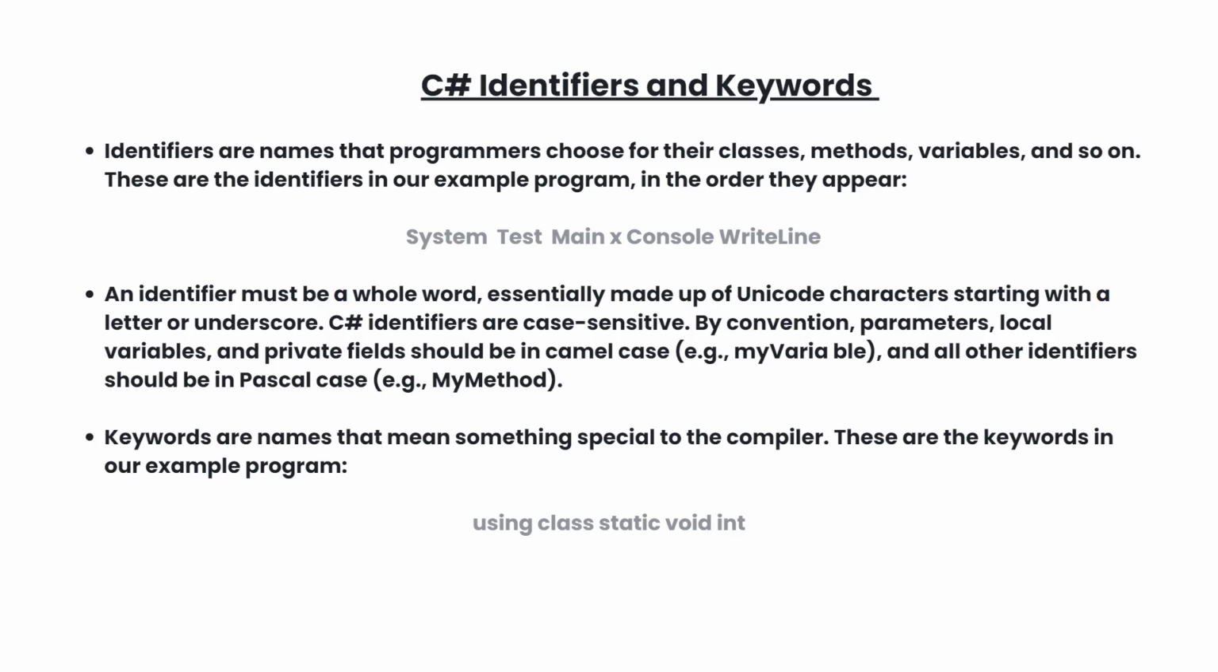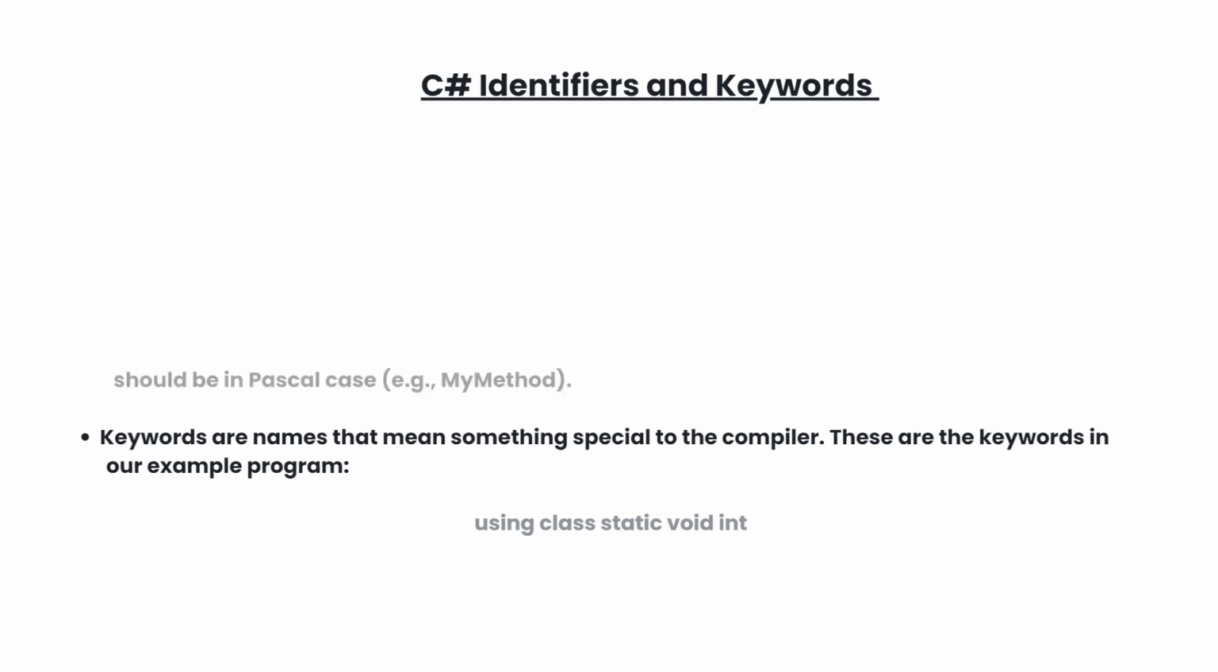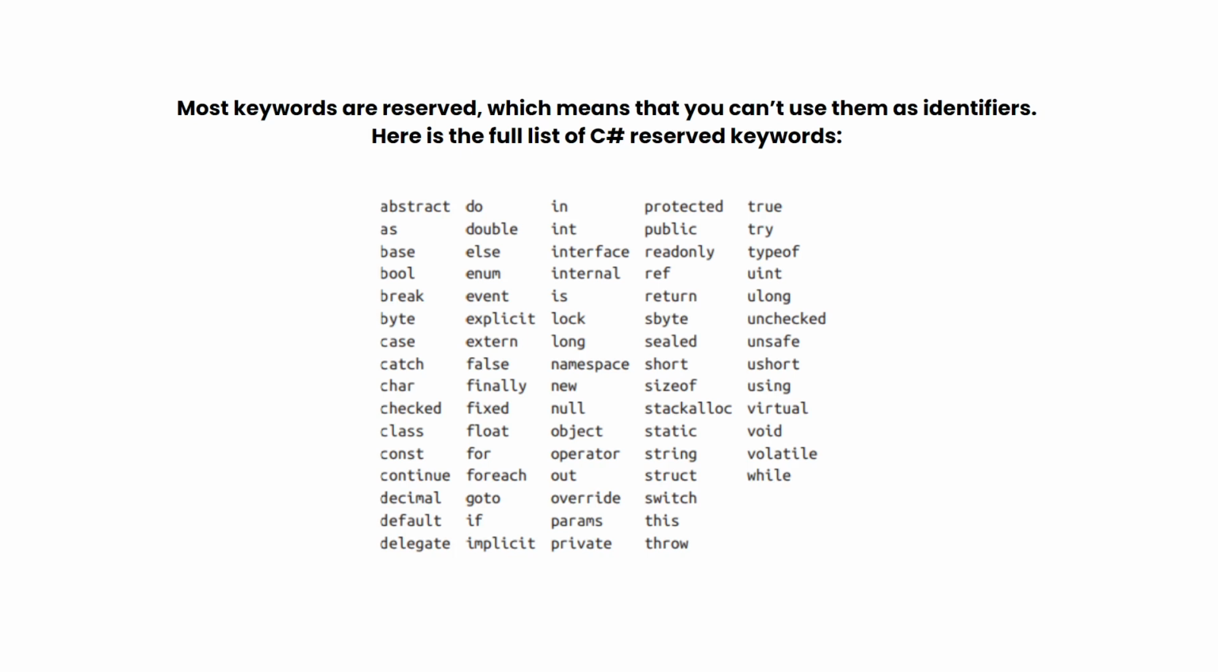Keywords are the names that mean something special to the compiler. These are the keywords in our example program, like using, class, static, void, and these are all some examples of keywords. Most keywords are reserved, which means that you can't use them as identifiers. Here are some of the listed keywords which are used in the C# language, for example, abstract, as, bool, break, byte, if, else, long, out, etc.